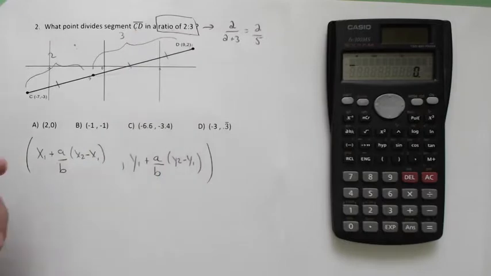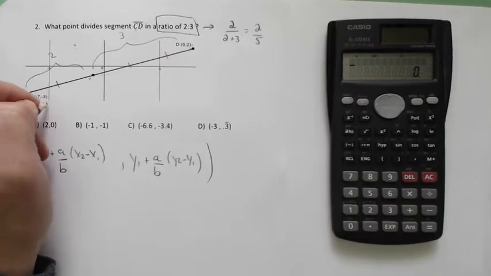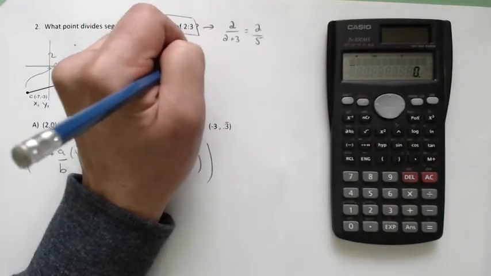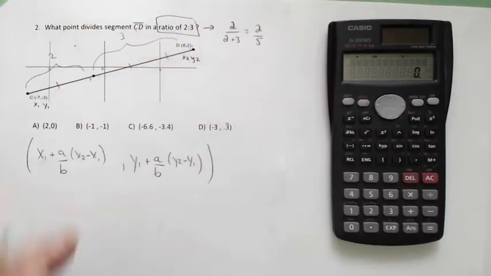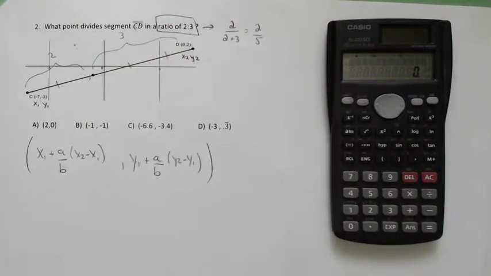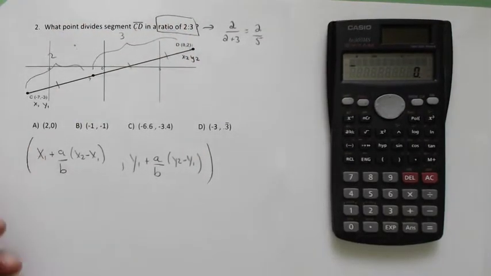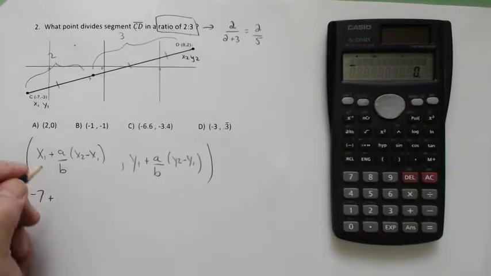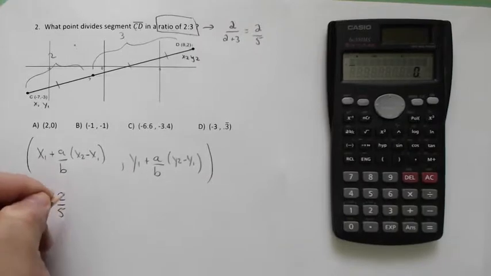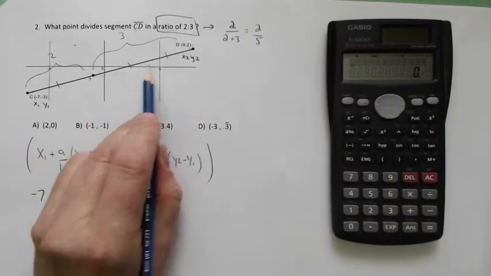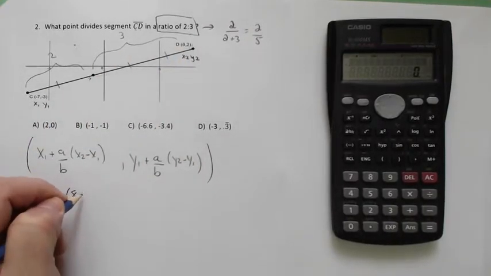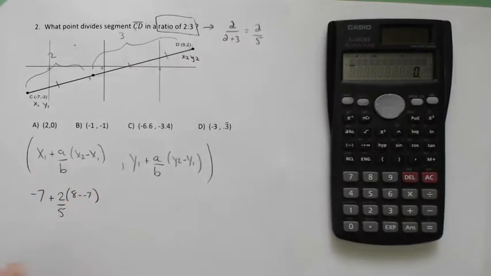So C is my P1. So that's x1 and y1. And that's x2 and y2. Very important that those be labeled correctly. So here we go. x1, negative 7, plus a over b, we know, is 2 over 5, times x2, 8, minus negative 7. I'm going to simplify that bracket first. Negative 7 plus 2 over 5. 8 minus negative 7 is 15.